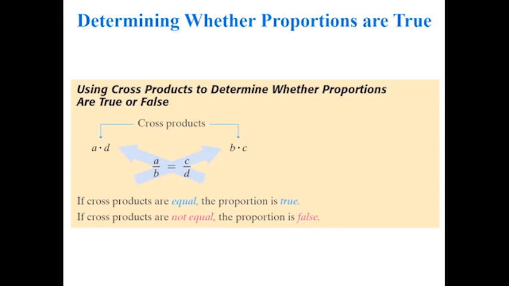If we have A over B equals C over D, we can check whether that proportion is true by taking cross products. A times D diagonally, B times C diagonally. If they are the same, the proportion is true. If they are not the same, the proportion is false.